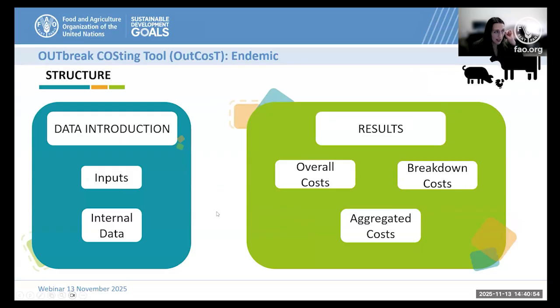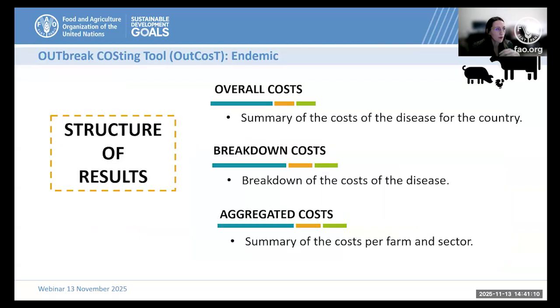The structure is pretty similar to the one for the epidemic diseases. So we have the data introduction part with input and internal data, and then the part with the results, with overall costs, breakdown, and aggregated costs. And as Vania already told, the overall cost is just an overall summary of all costs. Then we have a big spreadsheet with all the costs broken down by activity, and aggregated costs by farm or sector.